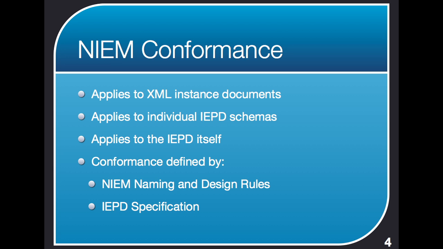So just to wrap up NIEM conformance, it applies to XML instance documents themselves, the actual payload documents that get shuttled around. It applies to individual IEPD schemas, so the schemas inside the information exchange package documentation, they're conformant to the NIEM as well. And it applies to the IEPD itself, so there are rules about which schemas go where that apply to the IEPD as a whole. So overall, NIEM conformance is defined by the NIEM Naming and Design Rules, which is a lot of technical rules for how these things work, along with an IEPD specification, which is more about the IEPD wrapper around the schemas that the NDR tells you how to build.